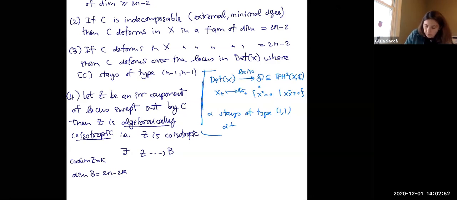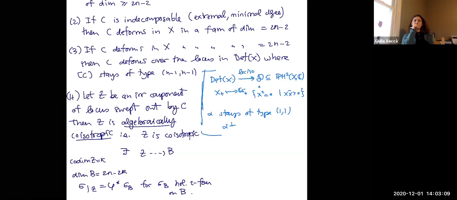And if you look at the symplectic form on X and you restrict it to Z, then it's a pullback of a holomorphic two form on B, which is going to be generically non-degenerate. Okay, so this is what I was referring to earlier when I was looking at the divisorial contraction and looking at what happened to the divisor, and this was generically a P1 bundle.